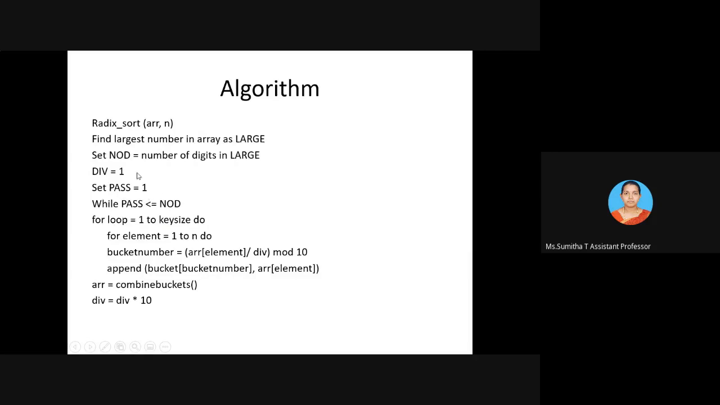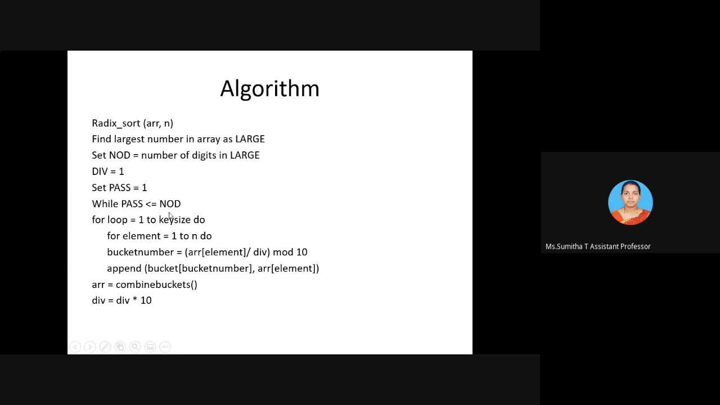How many passes do you have to do here? Based on the number of digits. A particular element may have 2, 3, 4, any number of digits, right? If it has 3 digits, then we should have 3 passes. The loop executes while pass is less than or equal to the number of digits. The loop is 1 to key size.